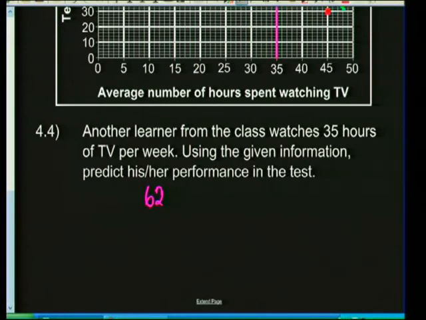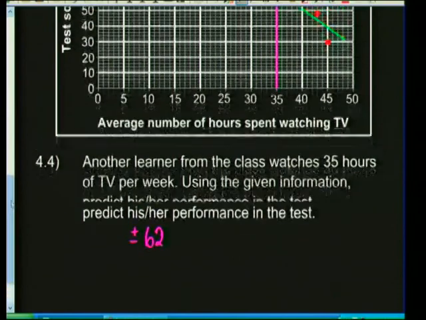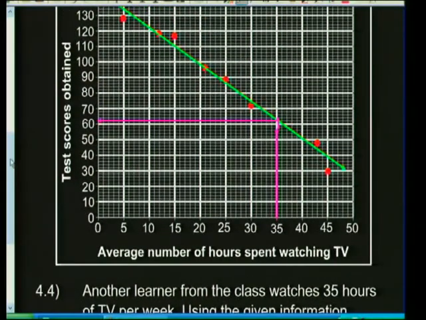62 is, I'm going to say plus minus 62 as his performance in the test. Okay, so I hope you guys understand that. We literally just went up and across and we read the data off the graph. If you guys are asked to draw one, you know what it needs to look like.